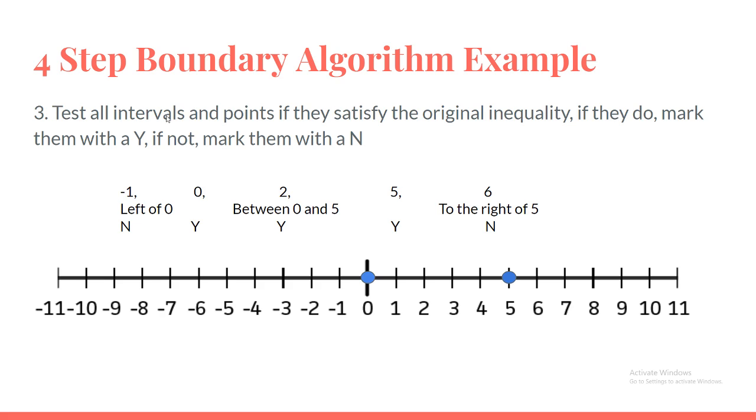Now we need to test all intervals and points to see if they satisfy the original inequality. If they do, mark them with a Y. If not, mark them with an N. So usually we would want to test, we have the two x's here. We want to test to the left, in between, and also to the right, as well as the points themselves. So x equals 0 and x equals 5.